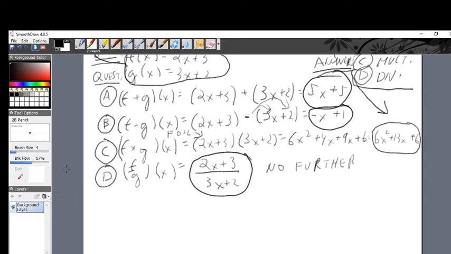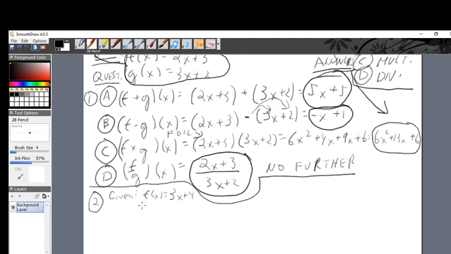What if I ask you, let's call all these problems right over here 1, A, B, C, and D. Let's call this next problem 2. And if I give you as the given, f of x is equal to 3x plus 4, g of x is equal to 7x minus 2. Here's the question. What is f minus g of negative 2?